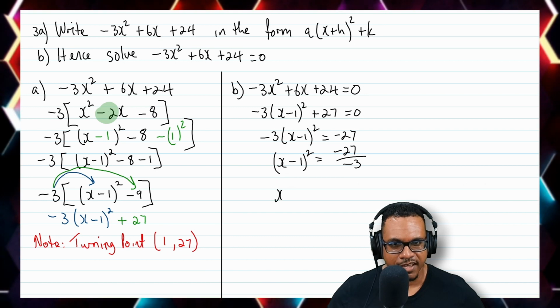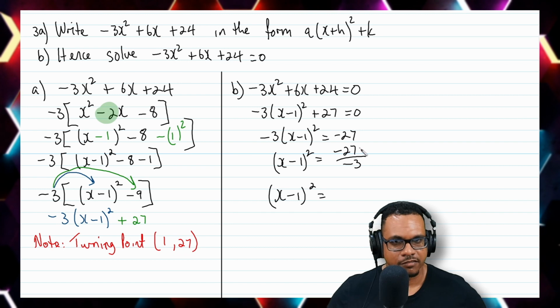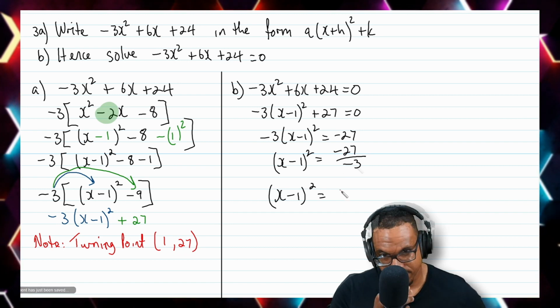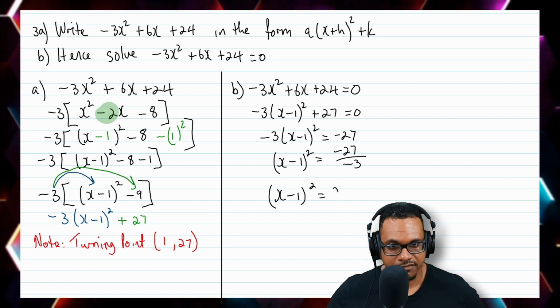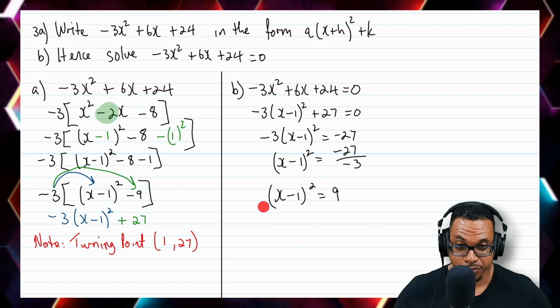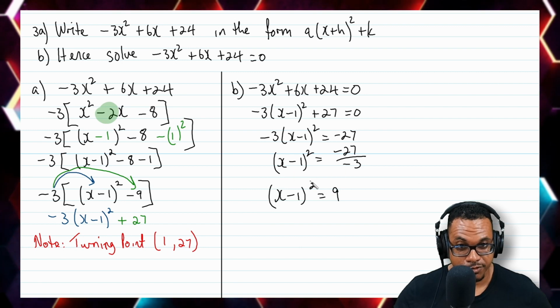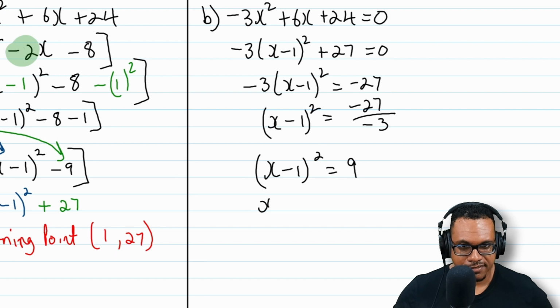So I'm going to have (x − 1) squared is equal to, obviously, divide two negatives, you get positive, and 27 divided by 3 is 9. So I'm going to get +9. And now, to get rid of the square sign, I'll take the square root on both sides. So the square root on this side will cancel the square. So I'll have x − 1 is equal to, taking the square root on this side, plus or minus the square root of 9.